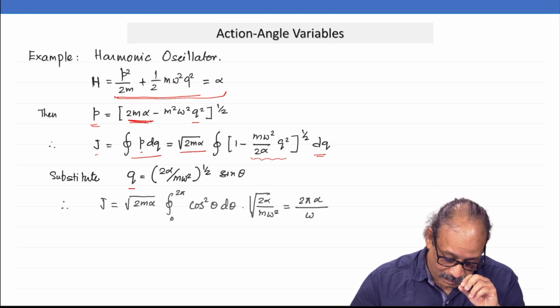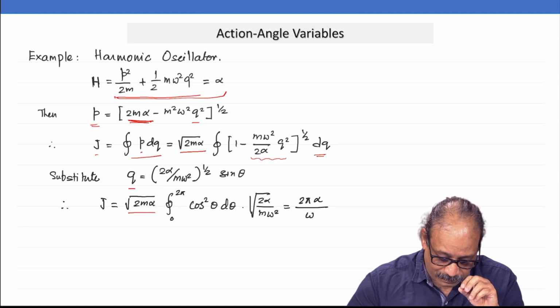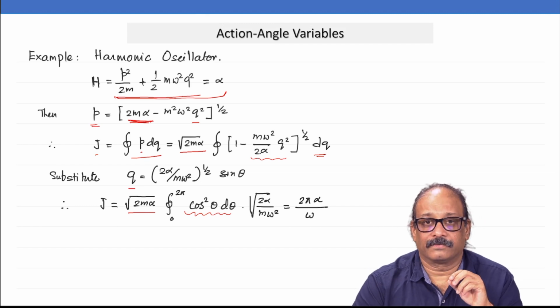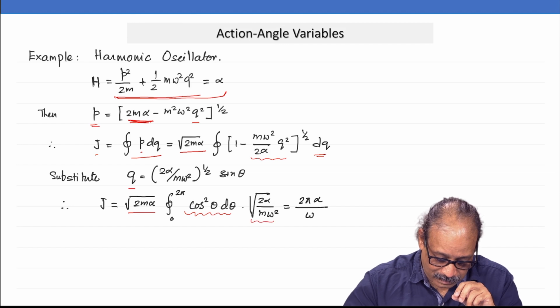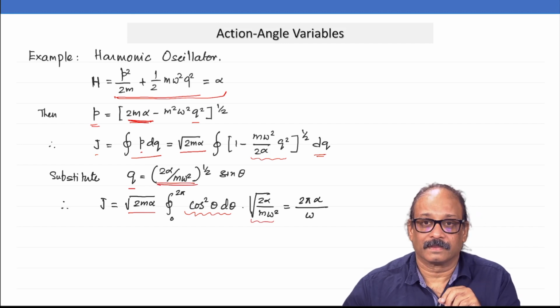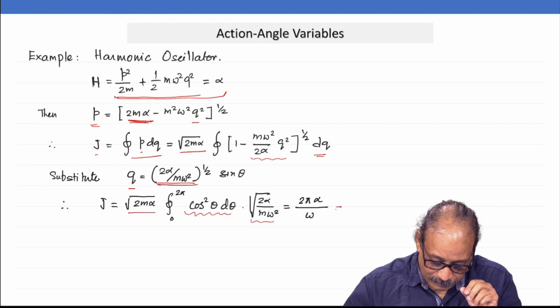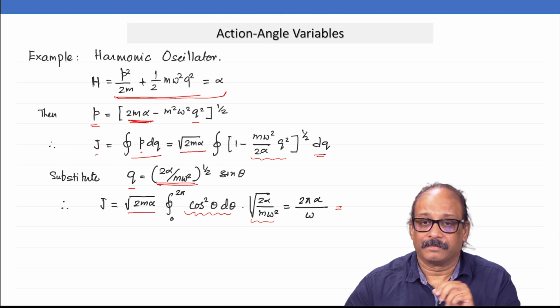So, essentially what you get is J will be equal to that constant which was earlier there. The integrand will simply become cos square theta d theta multiplied by this constant which comes from the substitution, and that is exactly equal to 2 pi alpha by omega.